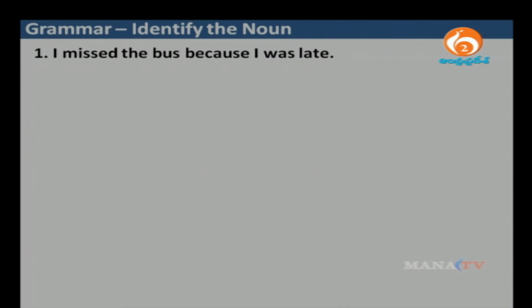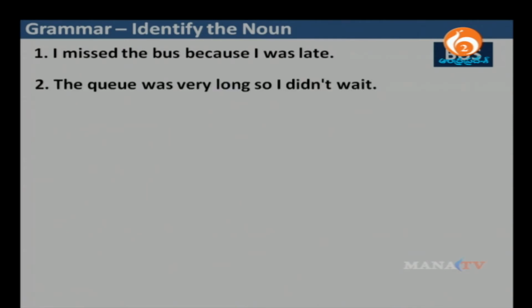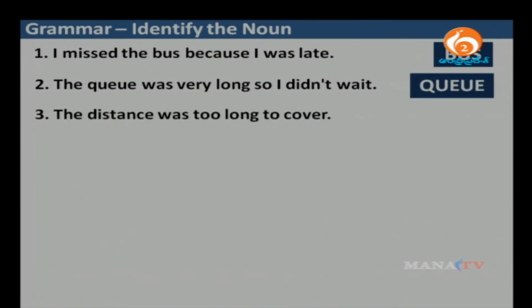The queue was very long, so I didn't wait. What was long? The queue was long. Hence, queue is the noun. The distance was too long to cover. Of course, distance is the noun here. Now, singular and plural forms. I went to the market and bought a lot of fruit or fruits. Of course, it is fruits.